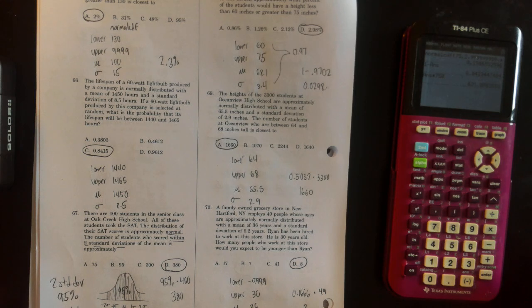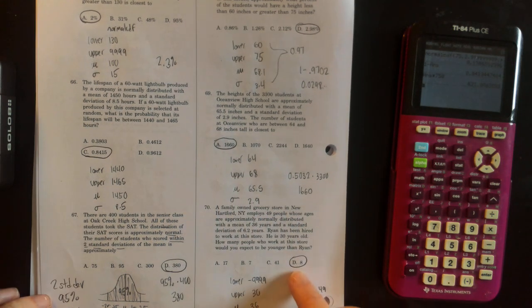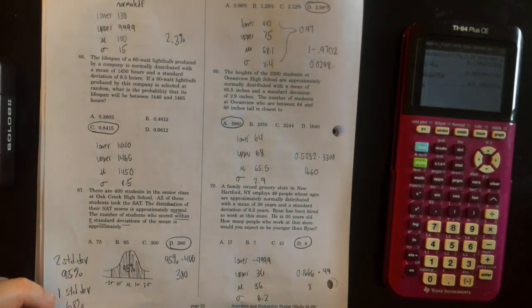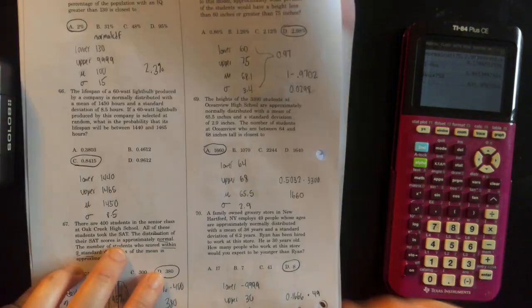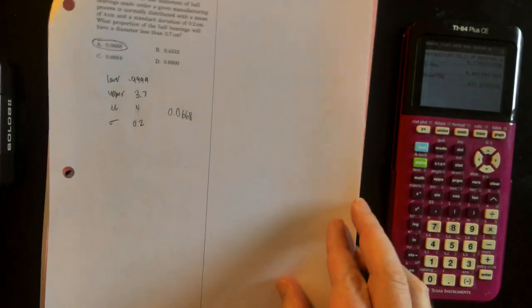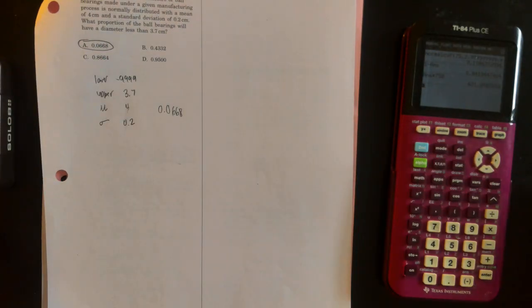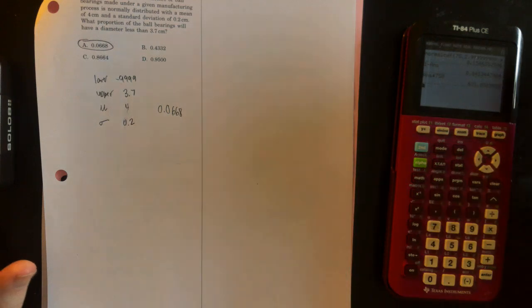Number 68 works out to be choice D. Number 69 works out to be choice A. Number 70 works out to be D. Great. And then we'll just finish it off with the last question here. The last question, number 71, is choice A.